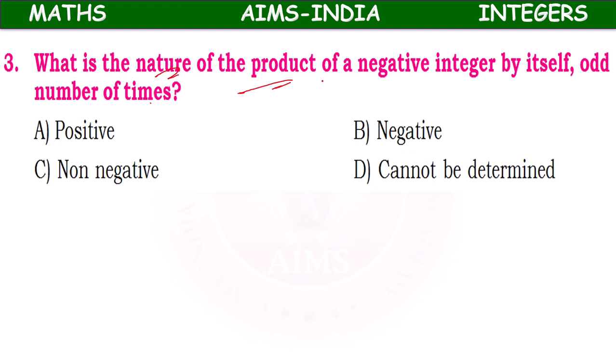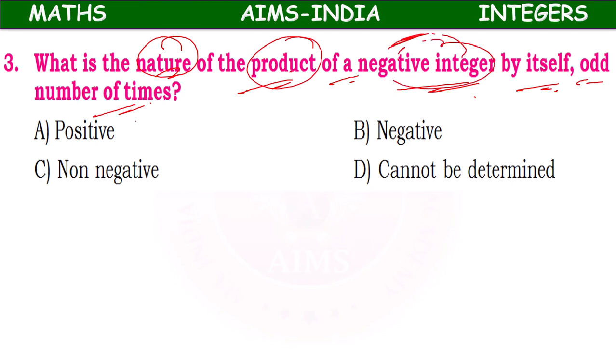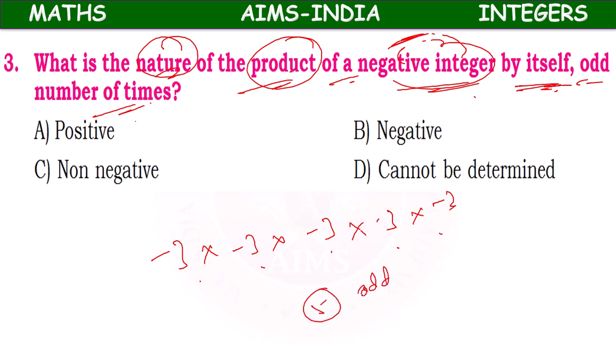What is the nature of the product of a negative integer by itself an odd number of times? Means a negative integer multiplied by itself, but how many times? 1, 2, 3, 4, 5. Odd number of times means like 5 times, 3 times, 7 times. If we multiply the same negative integer an odd number of times, then what happens?